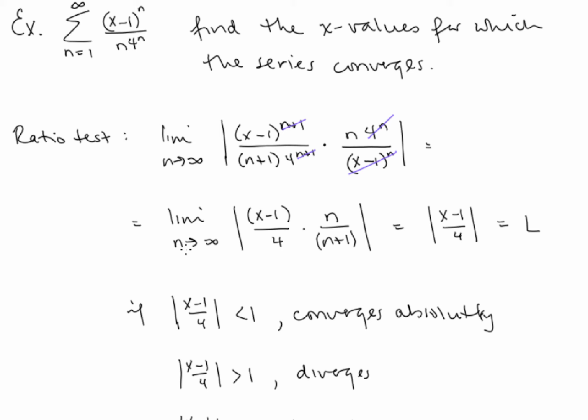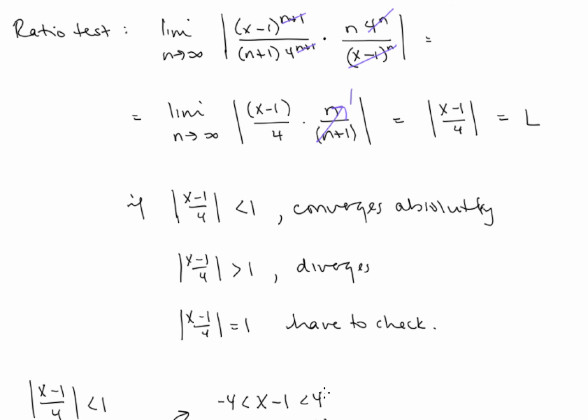Now, as n goes to infinity, this limit is equal to 1. So we're just left with the absolute value of x minus 1, over 4. And this is our L from the ratio test. So if this is less than 1, our series converges absolutely. If it's greater than 1, our series diverges. And if it's equal to 1, we have to check those x values separately. So let's examine this interval here for which it converges.